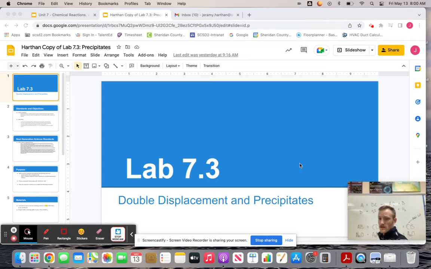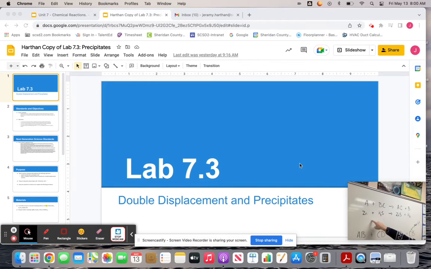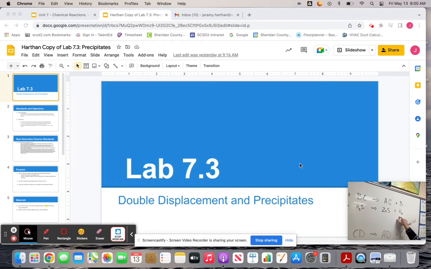And so we can see here, on our single displacement reaction, we have element A that displaces or replaces element B. So we can say zinc simply kicks out or replaces hydrogen and now bonds with sulfur. So our products in this, we end up with zinc sulfide and then hydrogen. So hydrogen was displaced. We had one element replacing a similar element. So that's our single displacement.